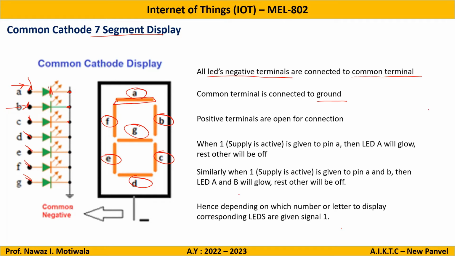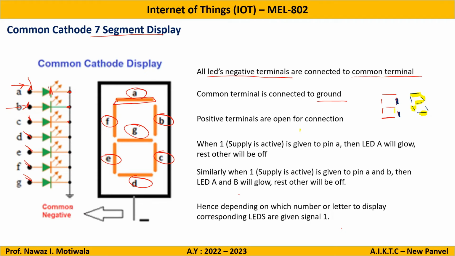For example, if you want to display 1, then only this LED, this one and this one, will be on. Rest all of the things will be off. Similarly, if I tell you that I want to display 2 on the screen, then these particular LEDs should be on. 1, 2, 3, 4 and 5. This 5 LED should be on and this 2 should be off, and so on. So depending on this logic, we have to do the programming.